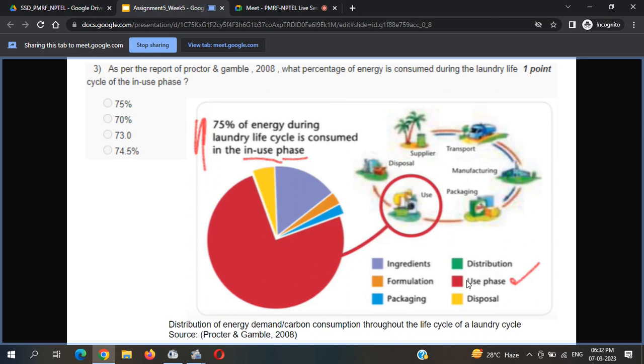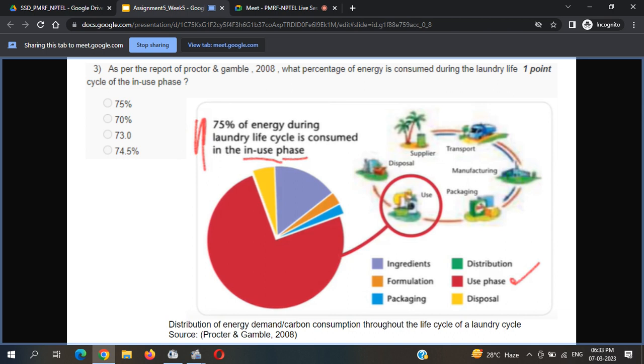So this is what this question is referring to, and you can see from this graphic that the energy which is consumed during the use phase of the laundry life cycle is 75% of all the energy that is consumed during the entire laundry life cycle. So that is the correct answer to this. I wanted to refer you to the original study so that you can get a better idea of how this energy consumption and demand have been calculated for this question.